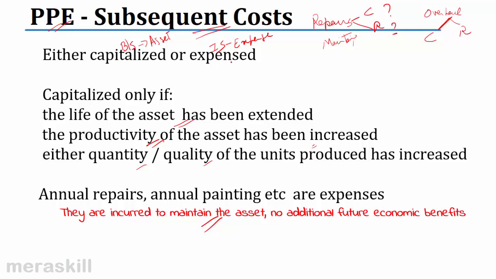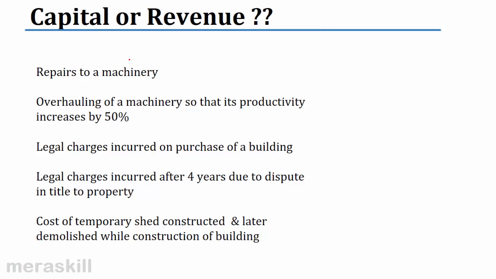They are maintenance costs, and I get no additional future economic benefits. Is it clear? So they are expensed when the costs are to maintain the assets in their current working condition, but they are capitalized when I will get more economic benefits in future. Is it clear?